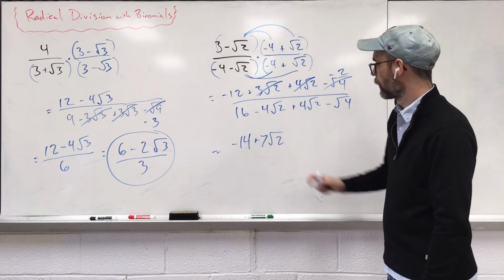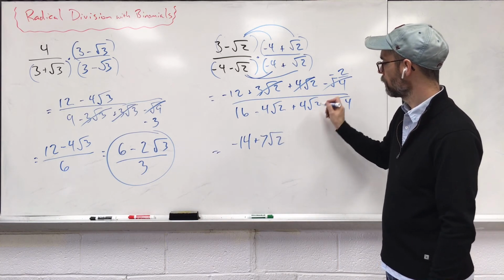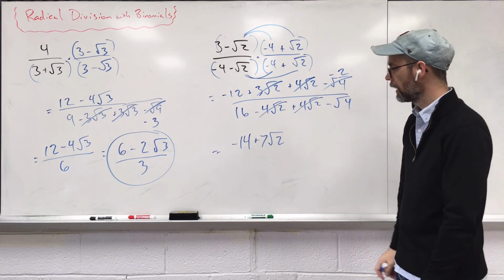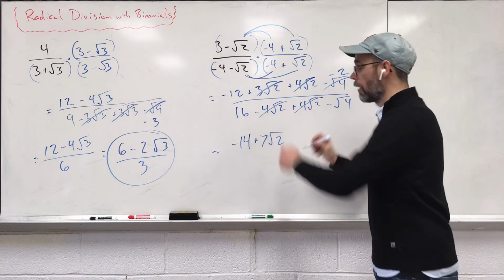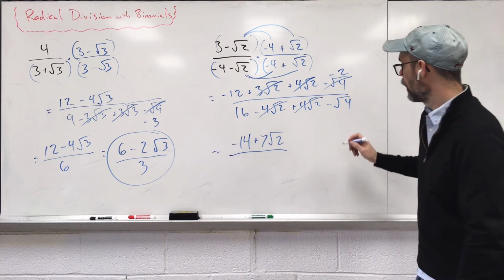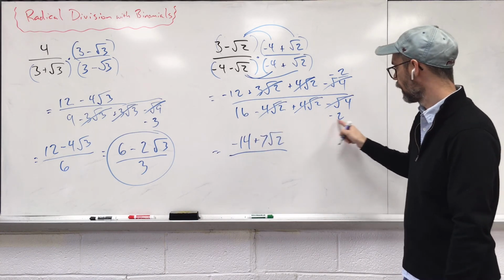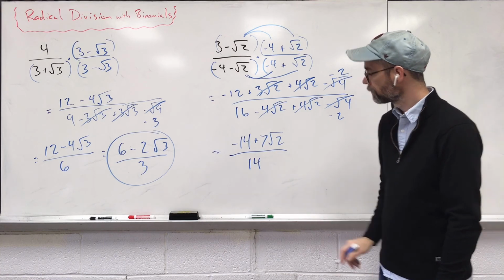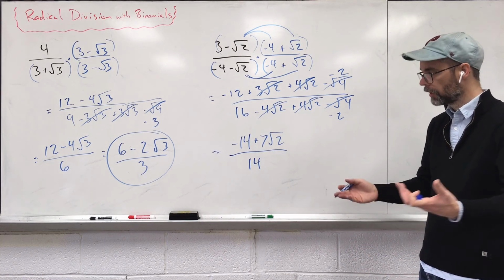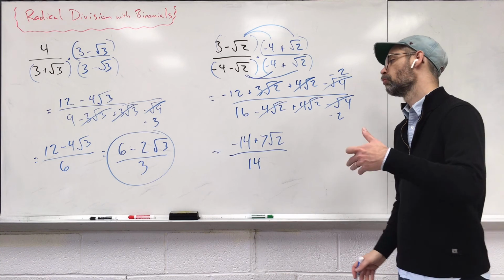On the bottom, negative 4 radical 2, positive 4 radical 2, they're the same. They cancel out. They're opposites, rather. They cancel out. And we have a negative 2 down here again. 16 minus 2, giving us 14. So normally, most times we might be able to stop here. But again, there's one thing we can do.